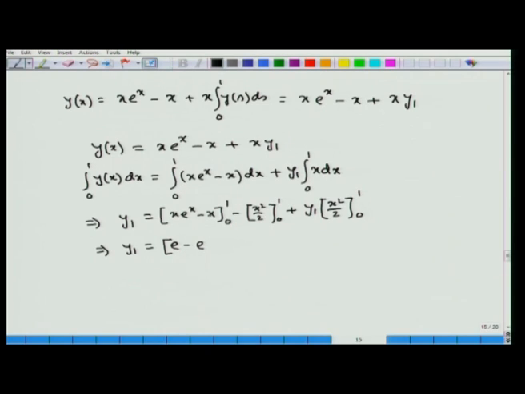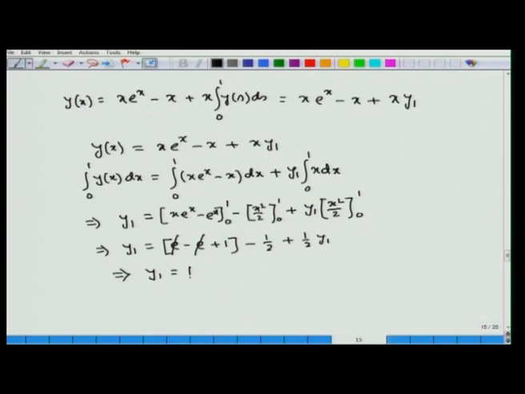Then from here this is equal to minus e plus 1, sorry, the result of the integration will actually be x e to the power x minus e to the power x. So, therefore, e minus e plus 1, then from here you will be having minus half plus half y 1. So, this e cancels with e, this half goes on the right hand side. So, ultimately you will be having y 1 equal to 1.